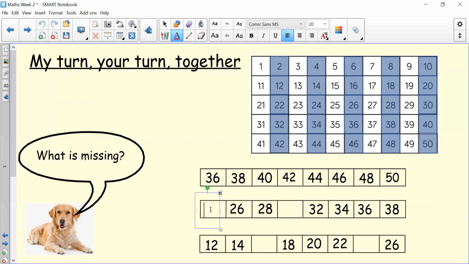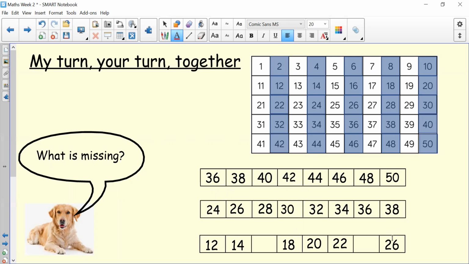Okay, it was a bit trickier, isn't it, to find this number? Now you might have said 25, and 25 is the number that comes before 26 if we're counting in ones, but if we're counting in twos, the number that comes before 26 would be 24. Well done if you got that. And then this missing number is 30.